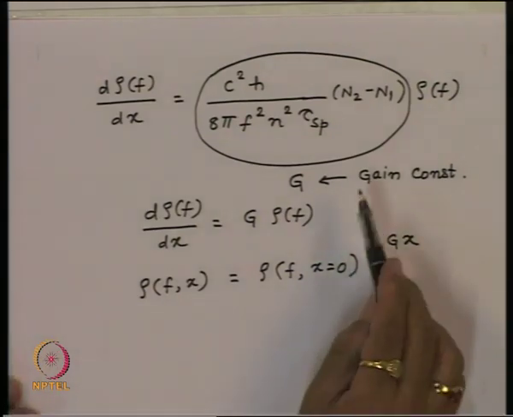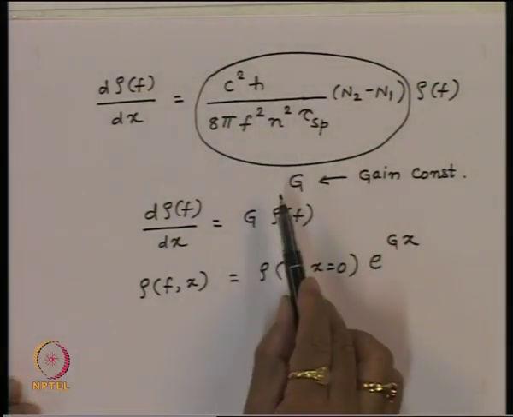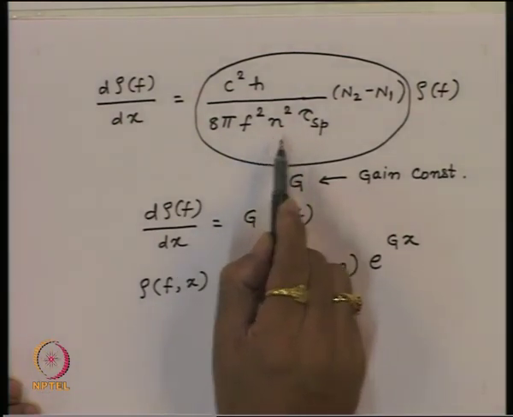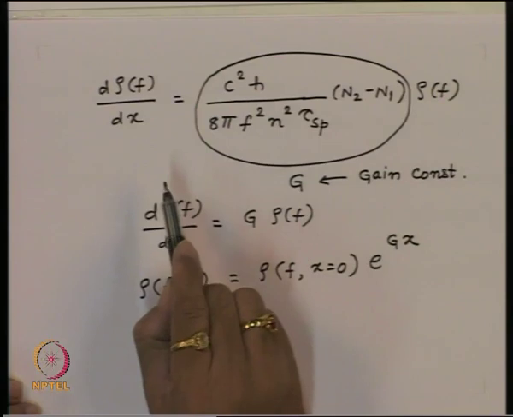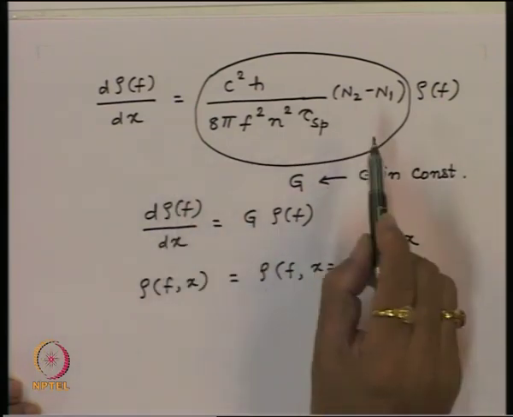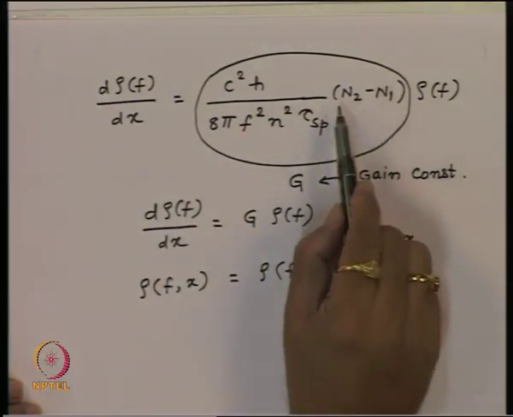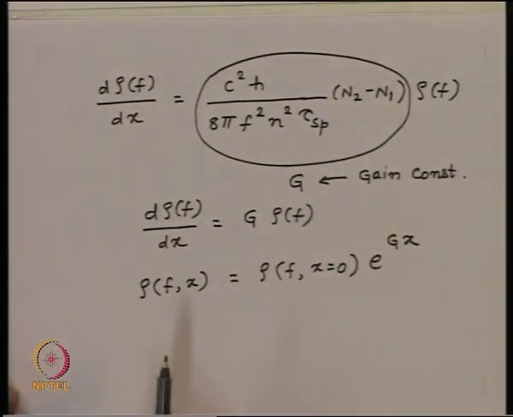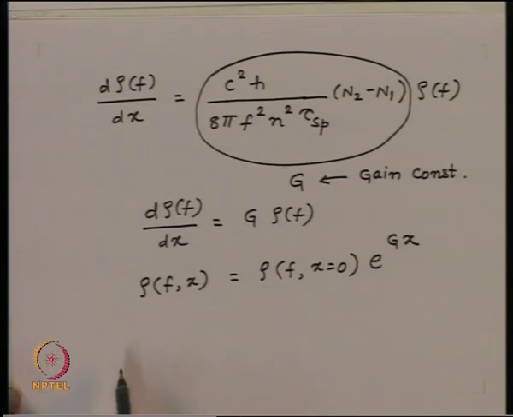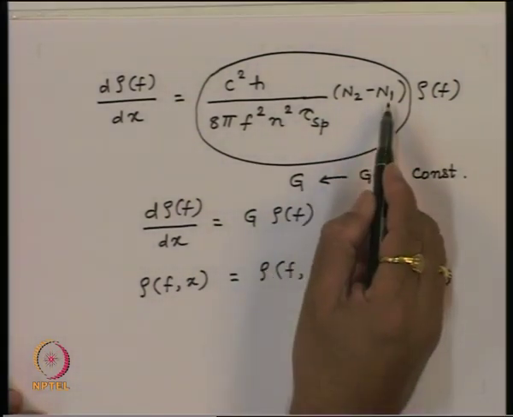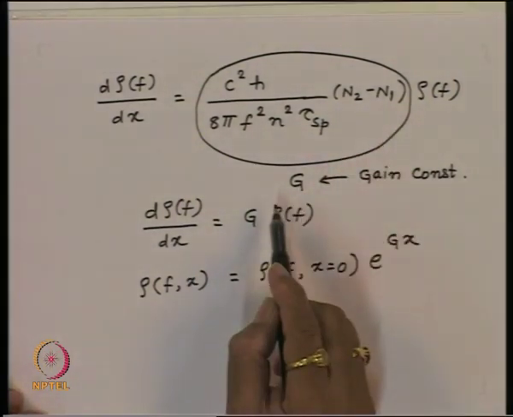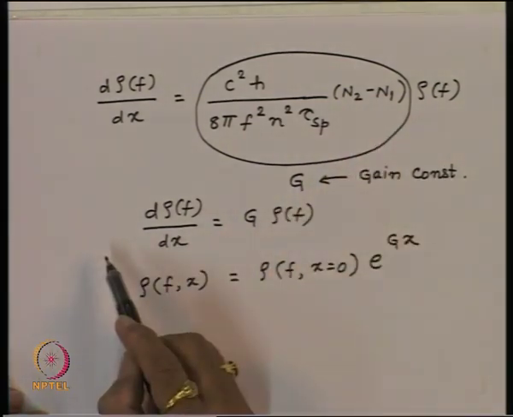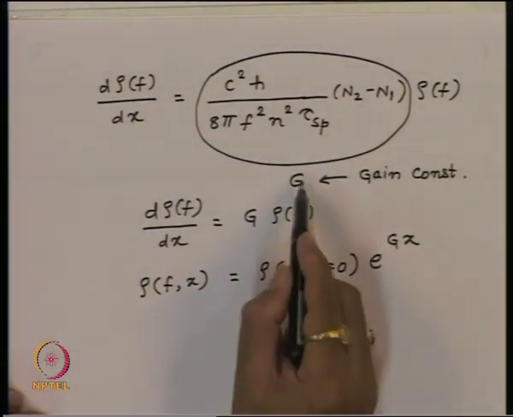And as we see, the gain constant depends upon various parameters. It depends upon the frequency, it depends upon the refractive index of the medium, it depends upon the spontaneous lifetime. But more importantly, this quantity is directly proportional to this difference N2 minus N1. And if N2 is greater than N1, then g is positive. If N2 is less than N1, then this quantity is negative, and when N2 is equal to N1, this quantity is 0.